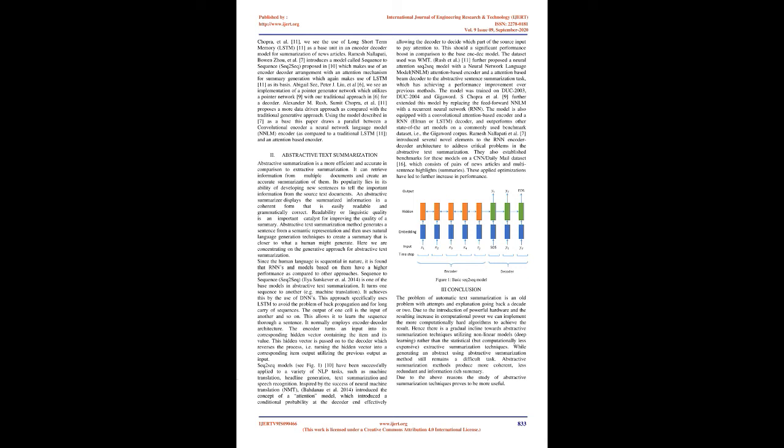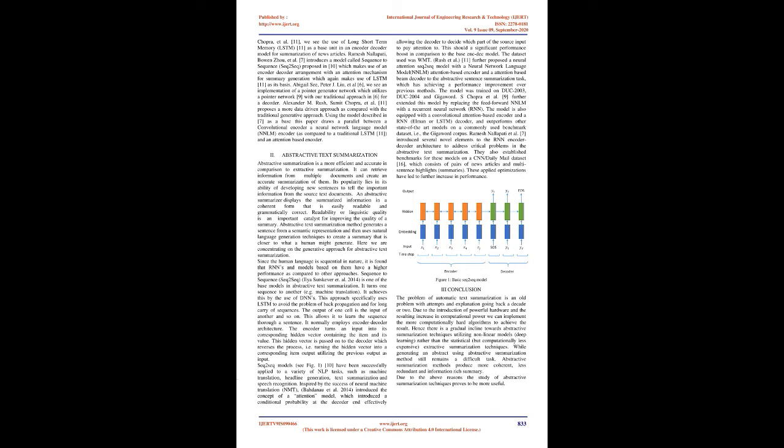The abstractive text summarization method generates a sentence from a semantic representation and then uses natural language generation techniques to create a summary that is closer to what a human might generate. Here we are concentrating on the generative approach for abstractive text summarization. Since human language is sequential in nature, it is found that RNNs and models based on them have a higher performance as compared to other approaches.